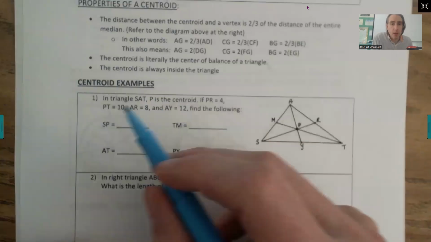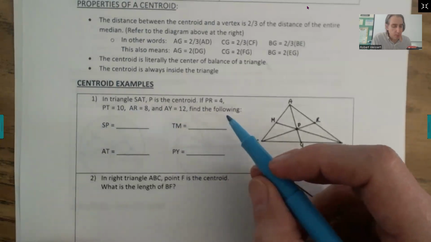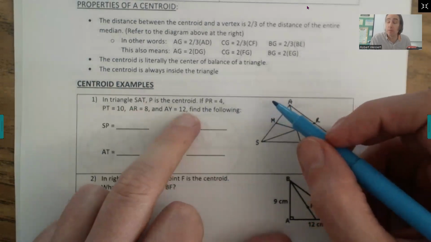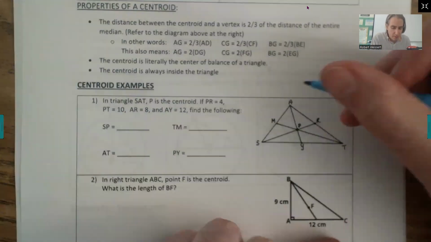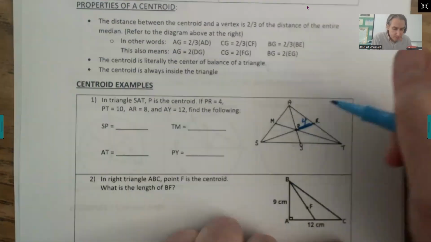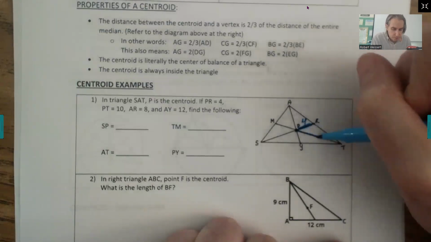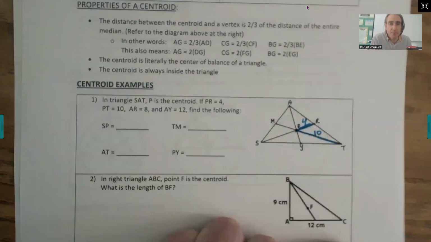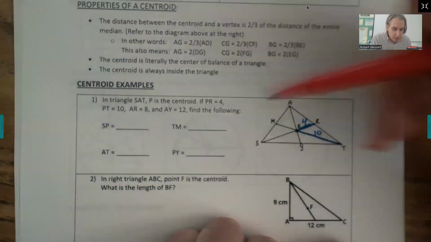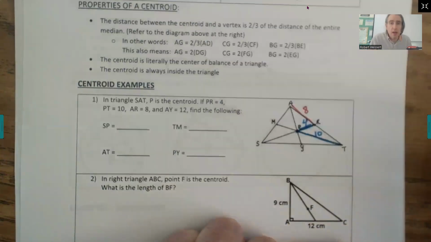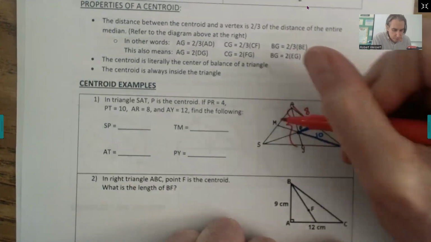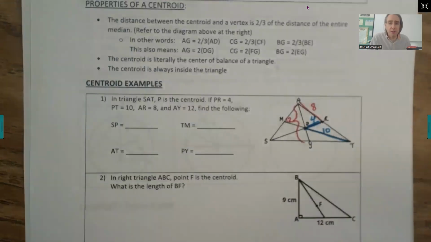In example 1, triangle SAT, P is the centroid, PR is 4, PT is 10, AR is 8, AY is 12. We want to label those. So PR being 4, we're going to put a 4 right there. PT is 10. We'll label that as 10. AR is 8. That's going to be over here on the side. And AY is 12. We want to find all these different segment lengths.